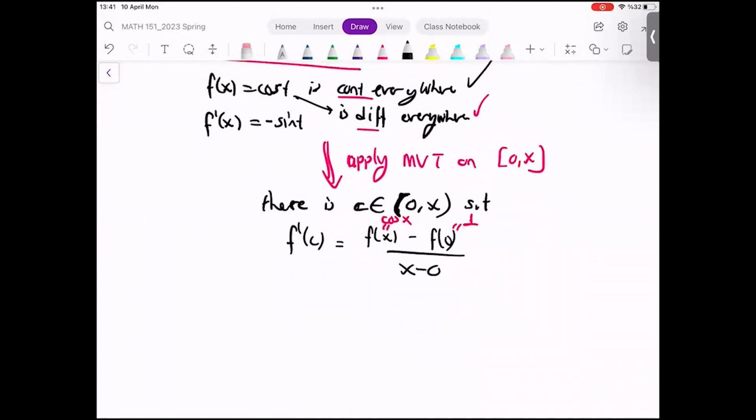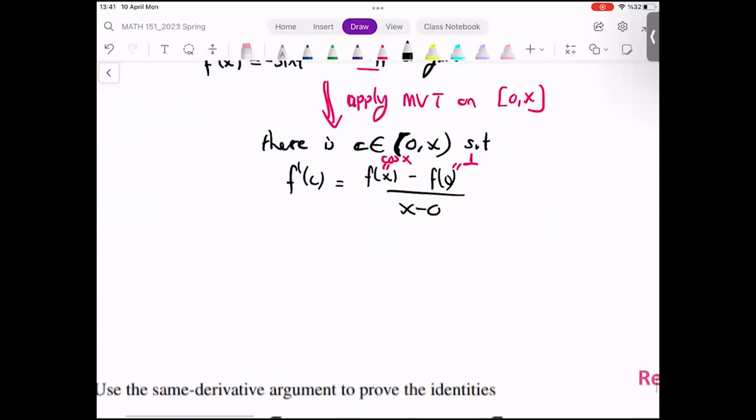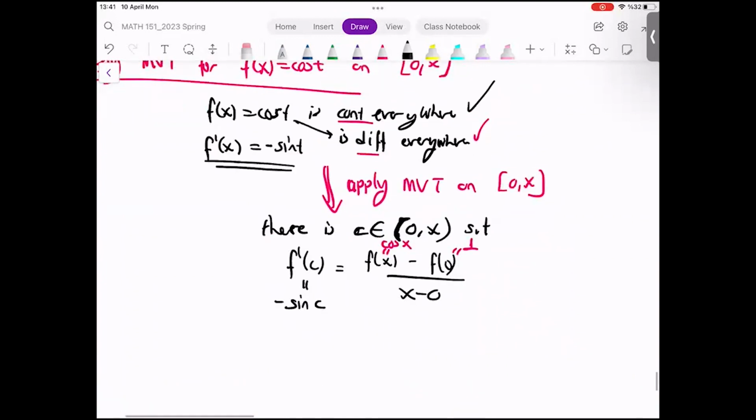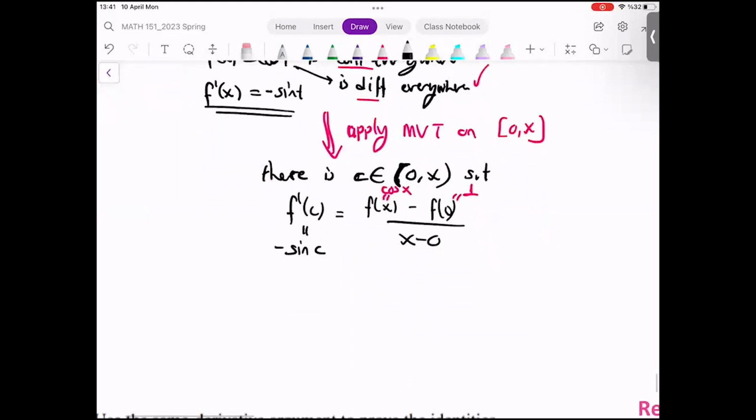So what we obtain here is, by the way, we also know the first derivative function. What is f prime of c? This is minus sine c. You know, the first derivative function is minus sine, so minus sine c. Okay, what we obtain from this equality is minus sine c is (cosine x minus 1) divided by x. Okay, that is what we obtain.